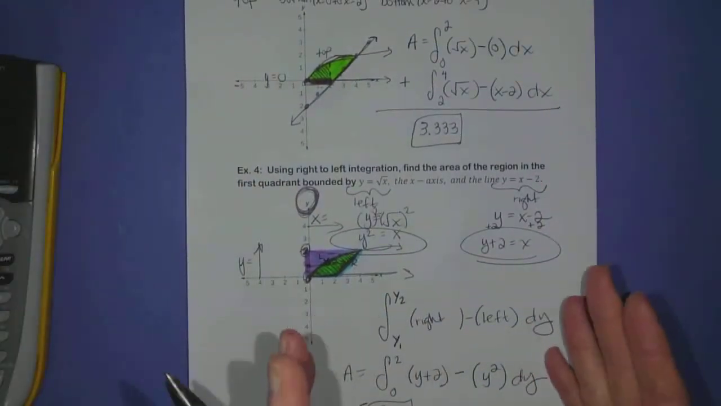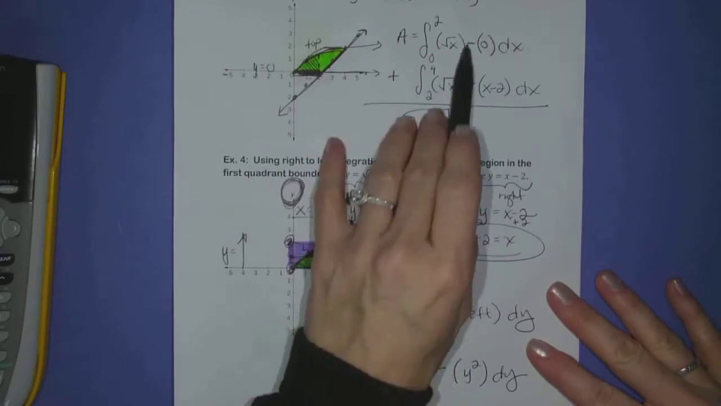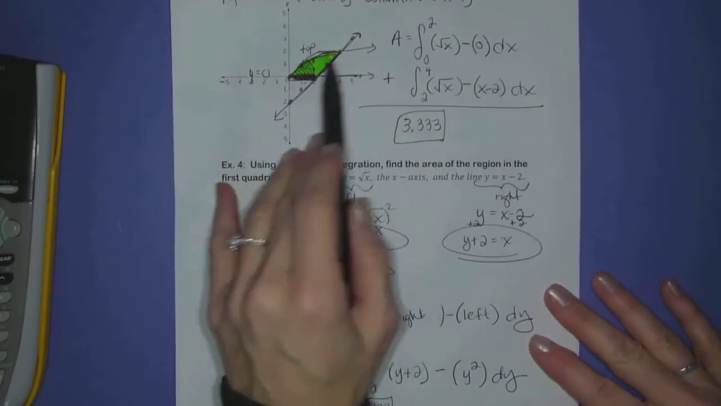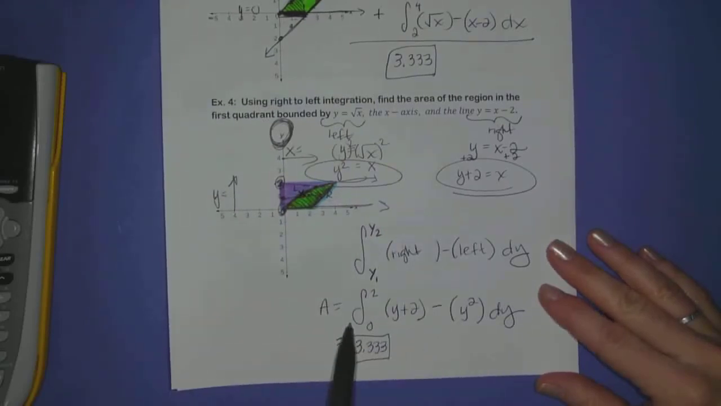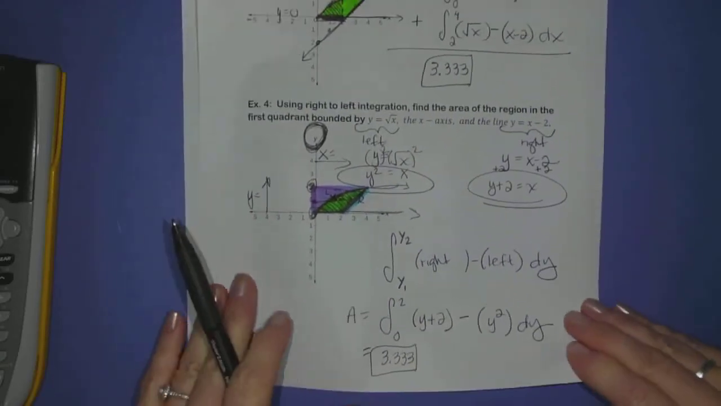So keep in mind, if you've got more bottoms or more tops than you care to deal with and you just want a one-to-one situation, you can always go for y integration. All right, that is it.